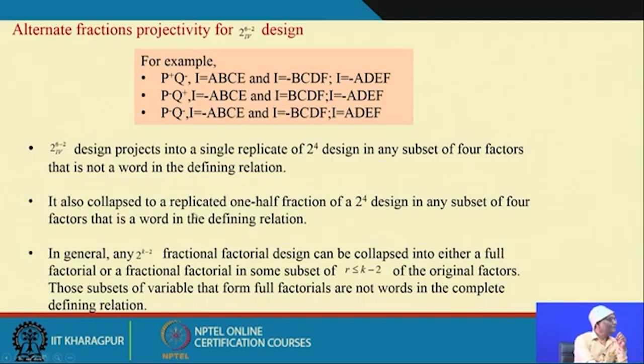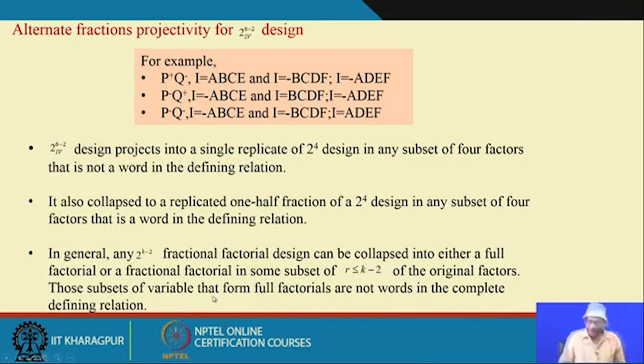It also collapsed into a replicated 1 half fraction of a 2 to the power 4 design in any subset of 4 factors that is a word in the defining relations. And in general, a 2 to the power k minus 2 fractional factorial design can collapse into either a full factorial or fractional factorial in some subsets of r less than or equal to k minus 2 of the original factors. Those subsets of variables that form a full factorial are not words in the complete defining relations.